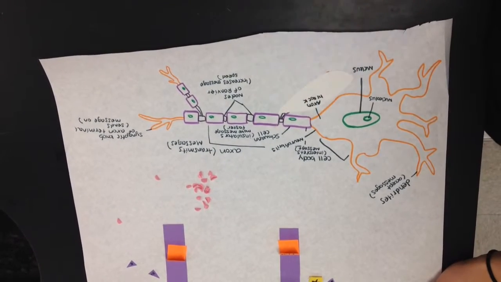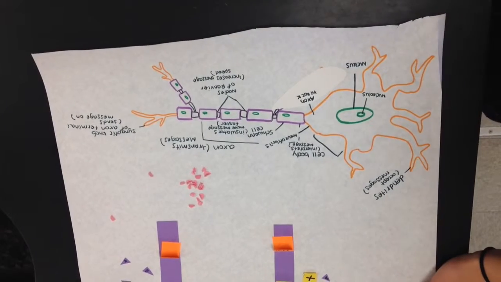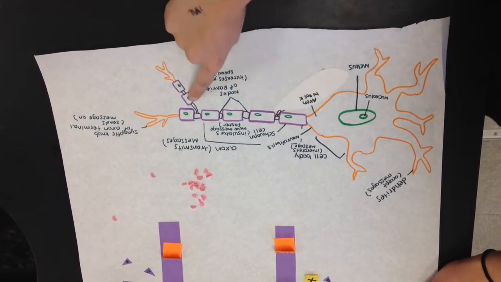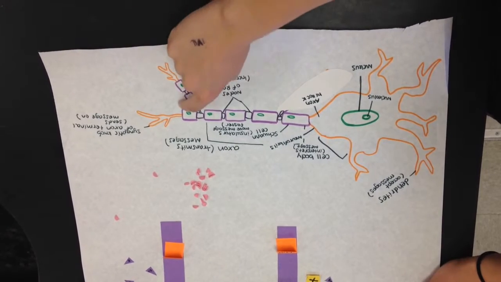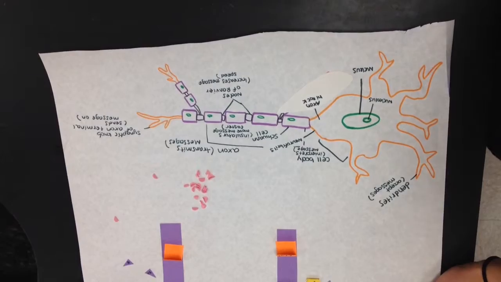And as the message moves down the axon, it jumps from each node of Ranvier. And these nodes of Ranvier increase the message speed, which allows for a faster transmission. And finally, once the message reaches the synaptic knobs of the axon terminal, the message is sent on to the next cell.